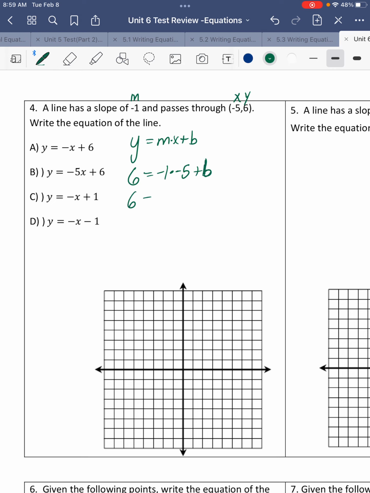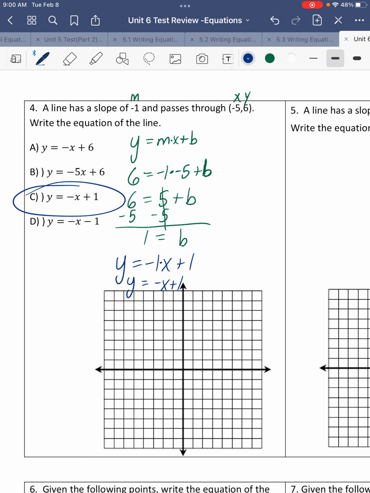So we only have one variable in the whole problem. We can solve for that variable. Negative 1 times negative 5 is positive 5. And then we need to get the b by itself. So it's one step. We're going to move that 5 to the other side. 6 and 5 are like terms. The positive b is going to come down, and 6 minus 5 is 1. So in our final equation, we have y equals slope of negative 1, x plus the b. Well, negative 1 times x turns out to be just negative x. So negative x plus 1.